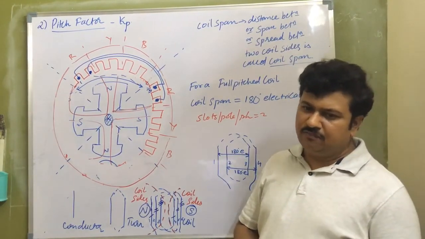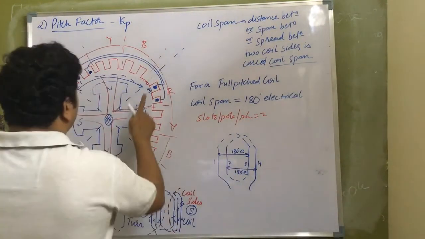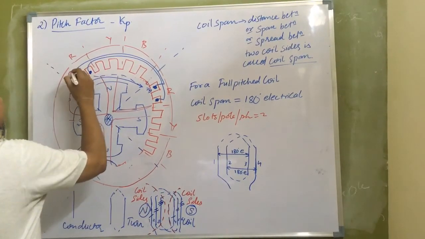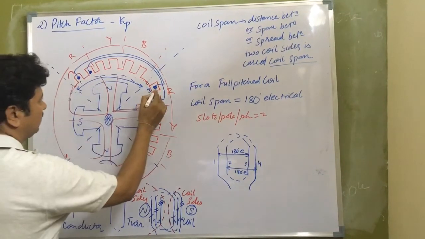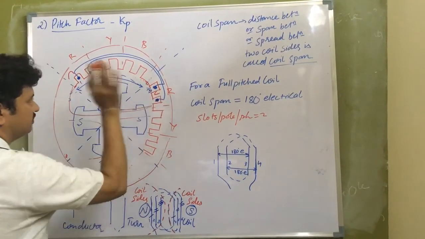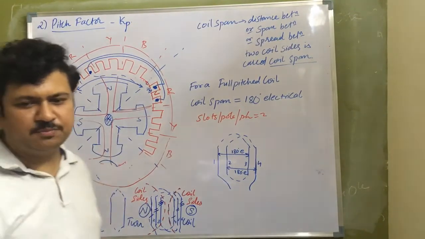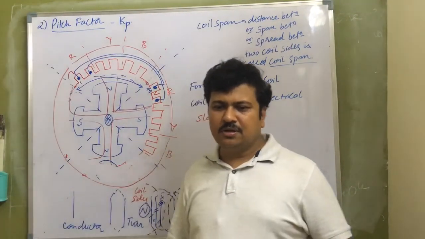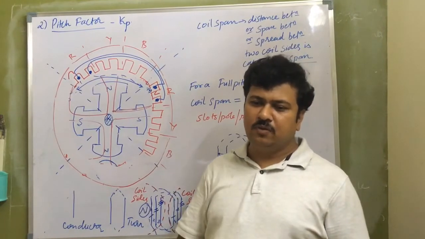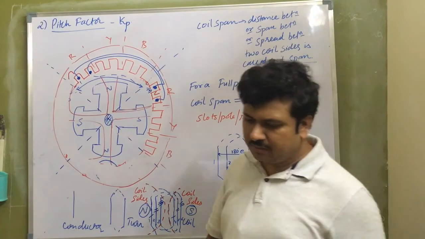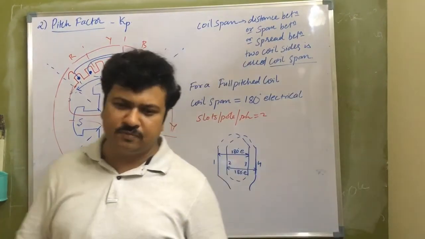Okay, now if the coil span between the two coil sides is exactly 180 degrees, then when a positive half cycle is induced in this conductor, at the same time a negative half cycle is induced in this conductor, because it is in opposite polarity. So this type of winding is known as full pitch winding.